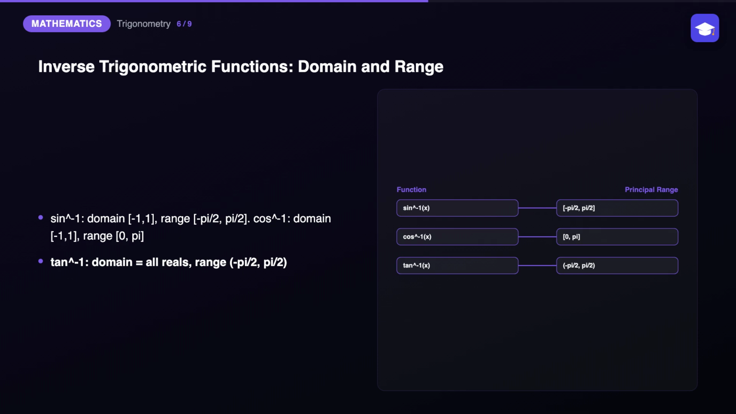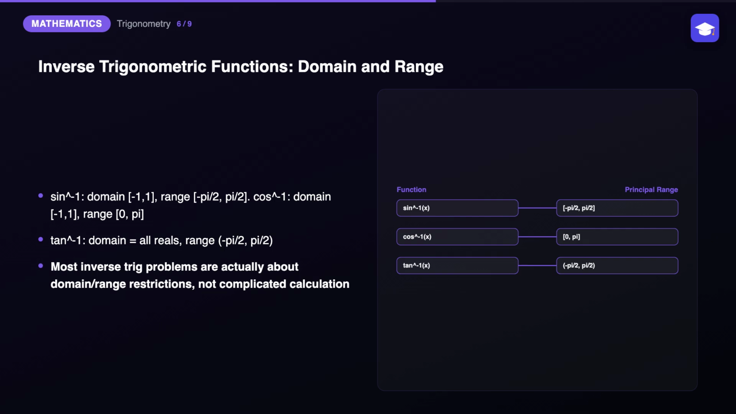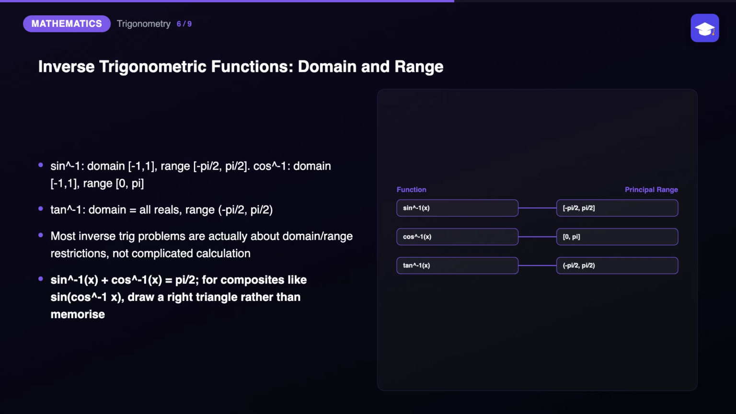Getting these specific principal value ranges precisely correct is absolutely critical, since a remarkably large fraction of inverse trigonometric function problems on JEE are actually fundamentally entirely about correctly handling these specific domain and range restrictions, rather than about any particularly complicated underlying calculation. A key frequently used identity, sine inverse x plus cosine inverse x equals π/2 for any x within the shared valid domain, directly reflects the complementary relationship between sine and cosine. And similarly tangent inverse x plus cotangent inverse x also equals π/2.